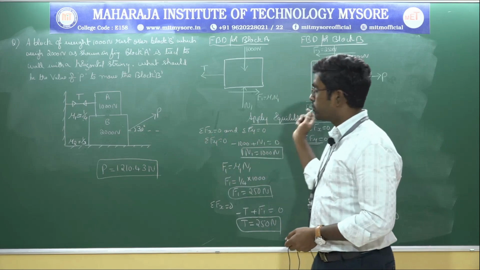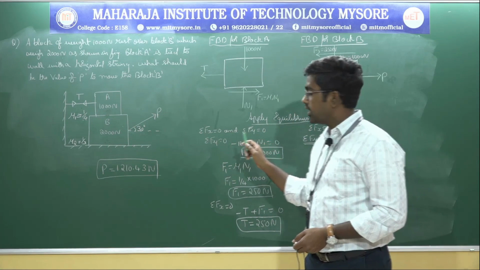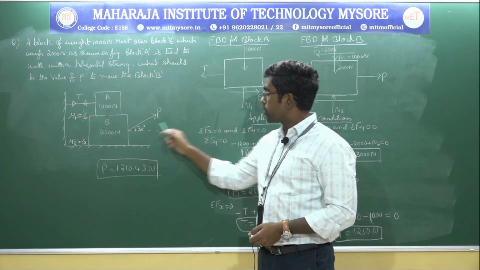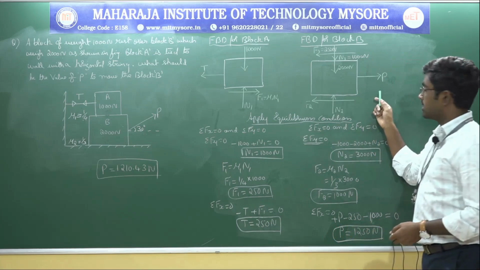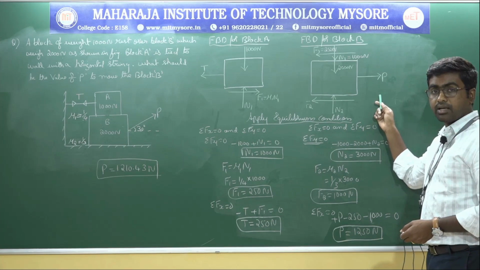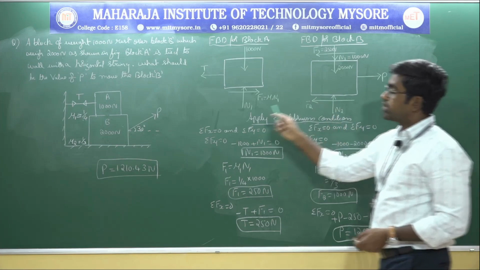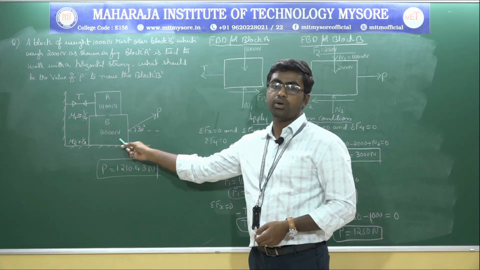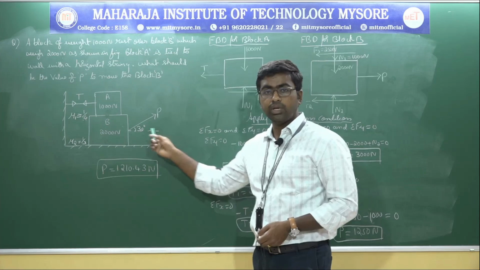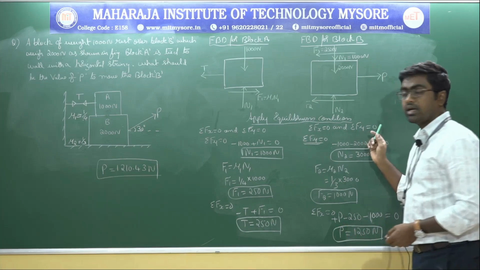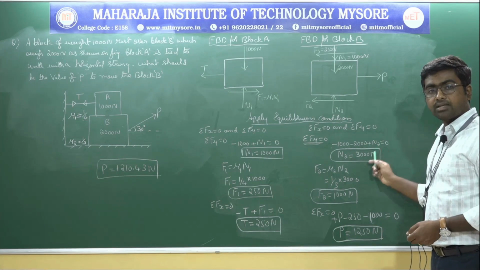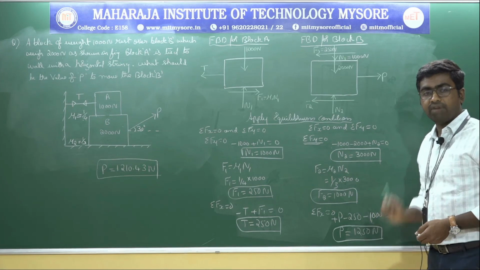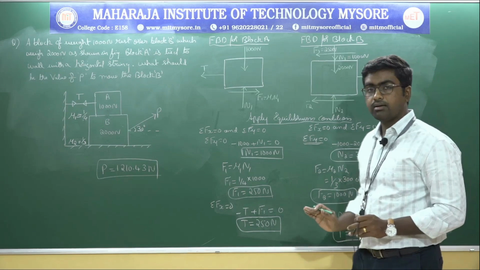So you need to draw the two free body diagrams separately. The only thing is, when you are going to solve this particular free body diagram, here you need to resolve this inclined force into vertical and horizontal components. Then you need to use the same thing here. Then you need to apply the same conditions to get the value. That is the only change, right?